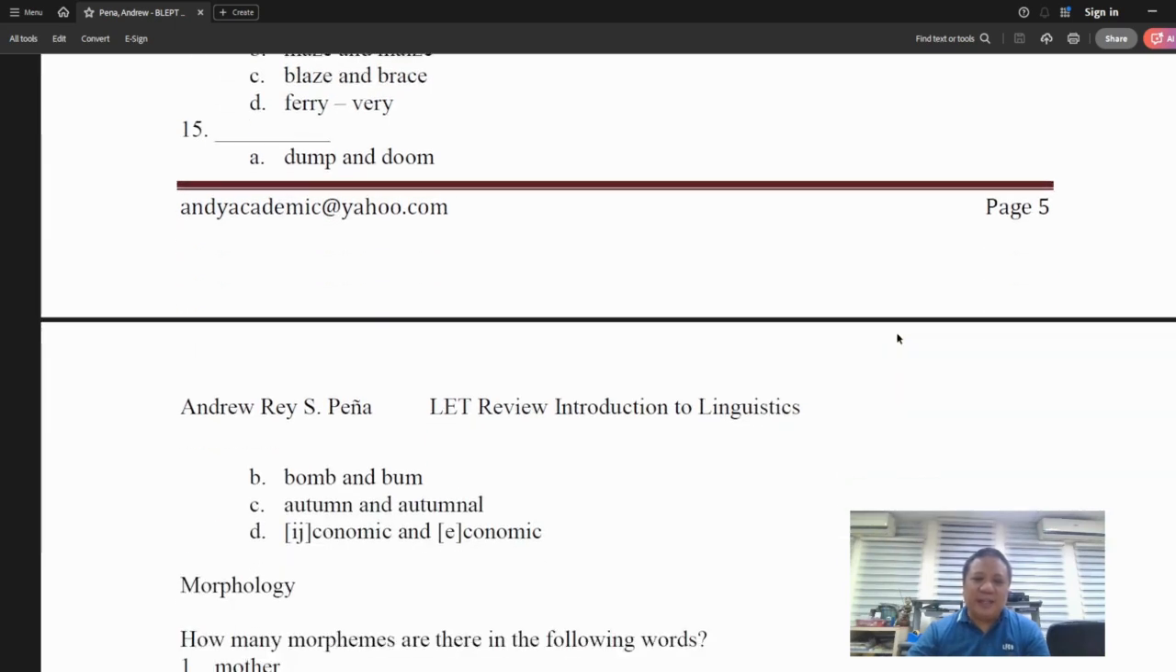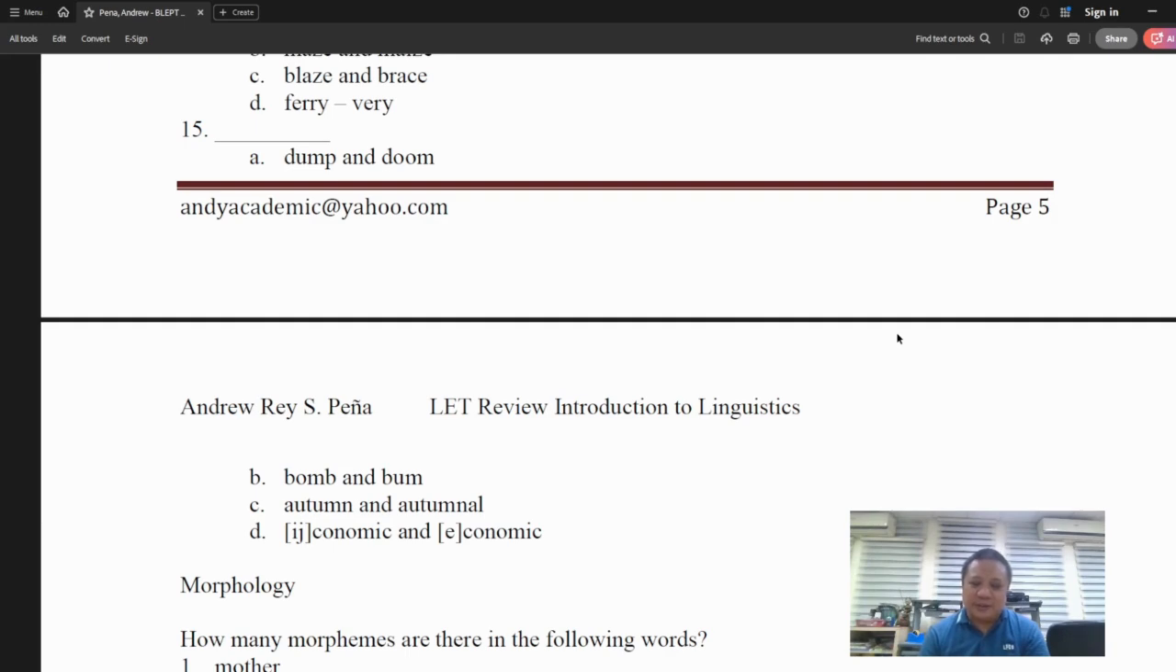Number 15. Dump and doom. A, dump and doom. B, bomb and bum. C, autumn and autumnal. D, economic and economic. What we have in D, there's no change in meaning when the sound changes. This is a free variation.